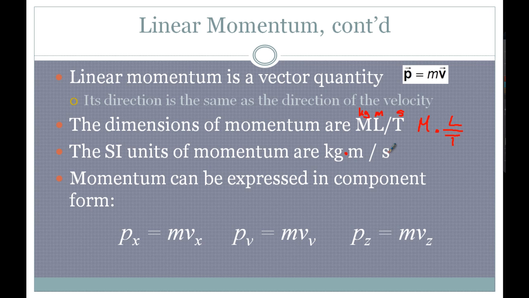It can also be expressed in component forms. Cut off my y. There should be a y here. Momentum in the x direction equals mass times velocity in the x direction. Momentum in the y direction equals mass times velocity in the y direction. Momentum in the z direction equals mass times velocity in the z direction. We aren't going to worry about z's. We don't like 3D stuff. We're only going to be worried about one-dimensional and two-dimensional stuff.